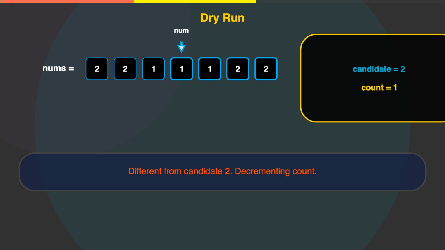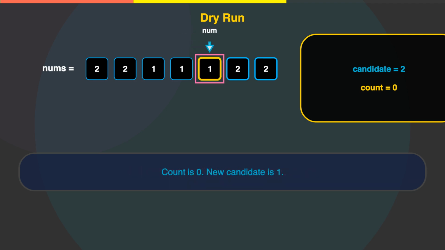At index 3, we see another 1. Again, it is different from our candidate. They cancel out, and the count drops to 0. Look closely at the tracker. Our count is now 0, which means our previous candidate has no more supporters left. At index 4, the value is 1. Since the count is 0, index 4 becomes our new king. Candidate is now updated to 1, and count is set back to 1.